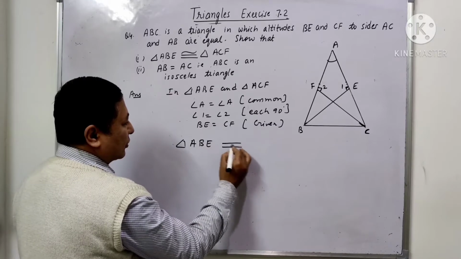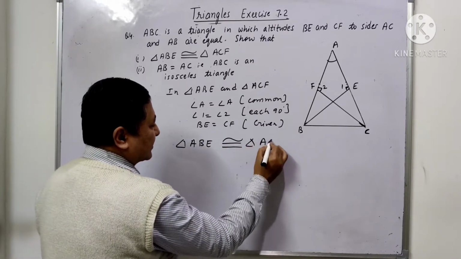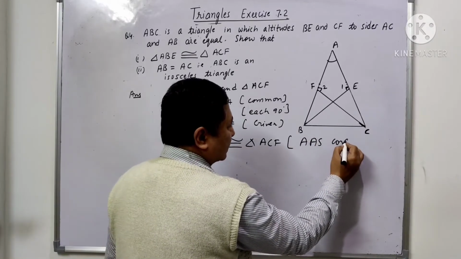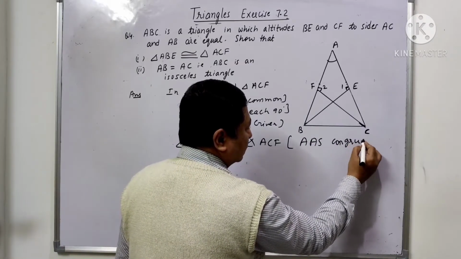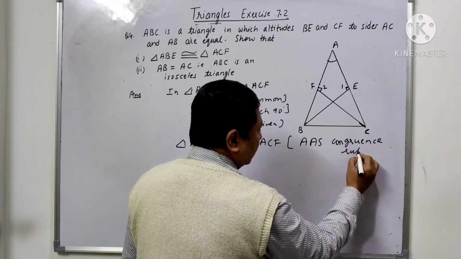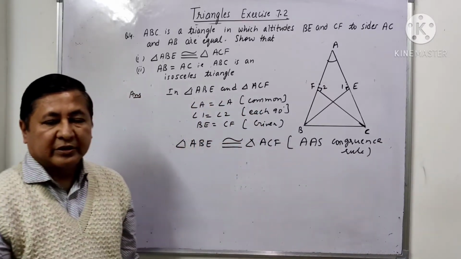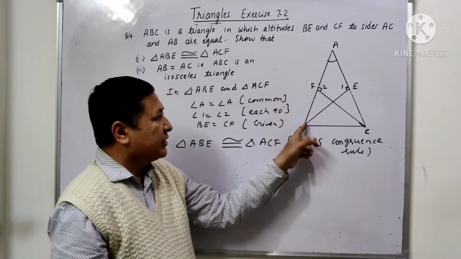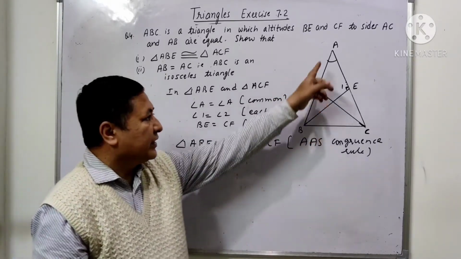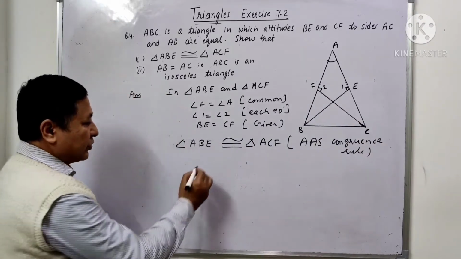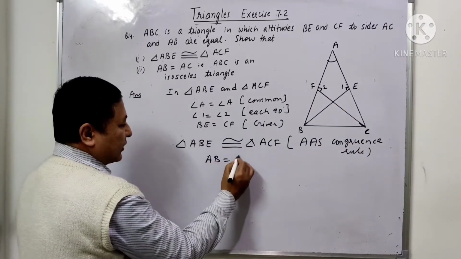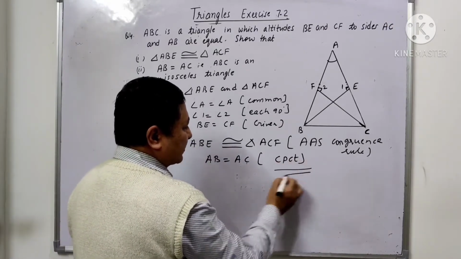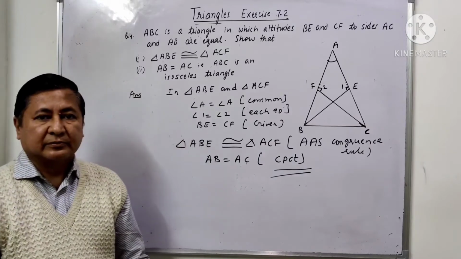Triangle ABE is congruent to triangle ACF by the rule known as AAS congruence rule. Now since the two triangles are congruent, their corresponding parts will be equal. So in this case, the corresponding parts are AB in the triangle ABE and AC in the triangle ACF. So AB and AC both will be equal, and the reason will be corresponding sides of congruent triangles.